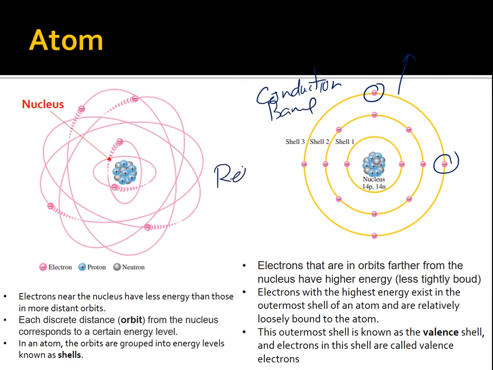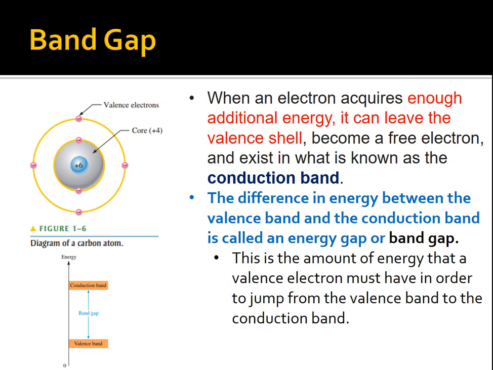So the requirement of external energy will depend upon the bonding of the electrons with the nucleus. If they have lower bonding, we would require lower energy for the release of the electrons. If they have tighter bonding, we will require more energy for the release of those electrons. So how much energy is required to move the electrons from the valence band to the conduction band? This is referred to as the band gap energy.